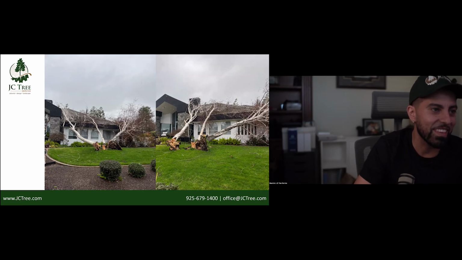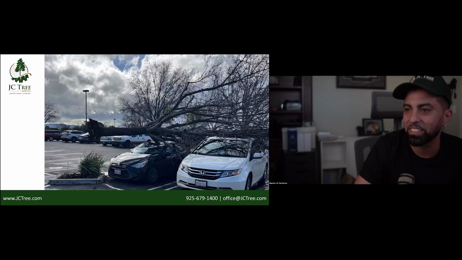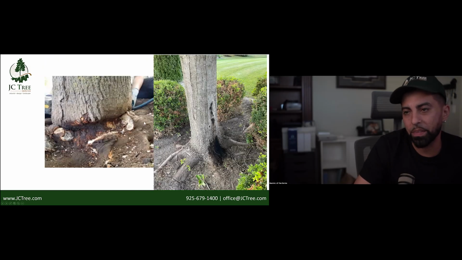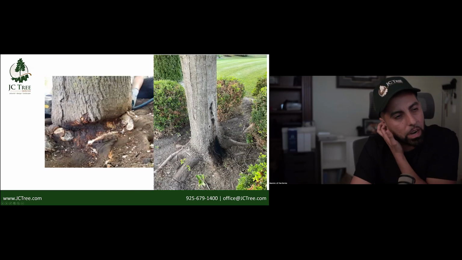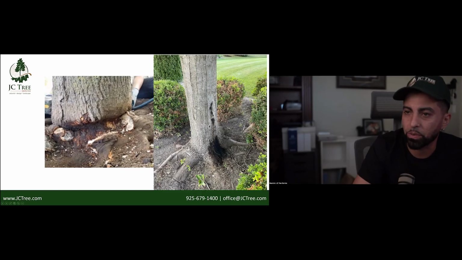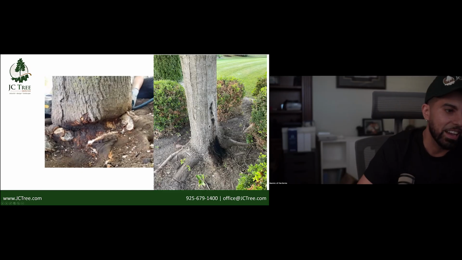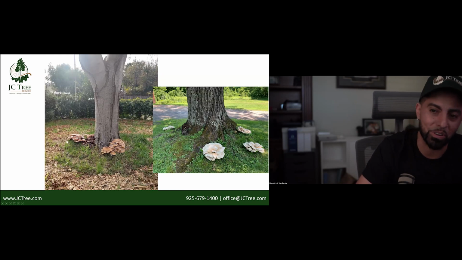And you know what's crazy? I told him these trees were going to fall over a year before this. He didn't listen. You can see the rot at the base. The other one, which is kind of related, is when you see mushrooms around the base of the tree. It means that there's decay under the ground, and so the tree is very likely to fall over. This is a huge red flag. If you see mushrooms growing around the base of your tree, call me.